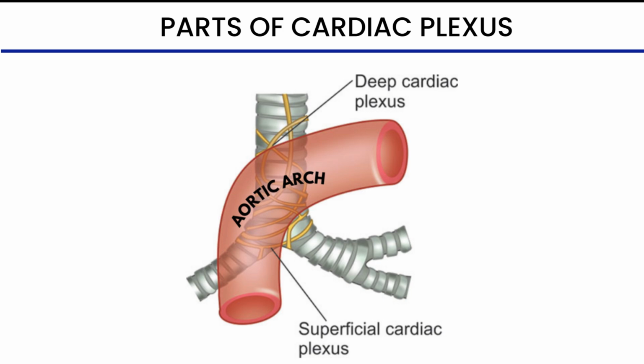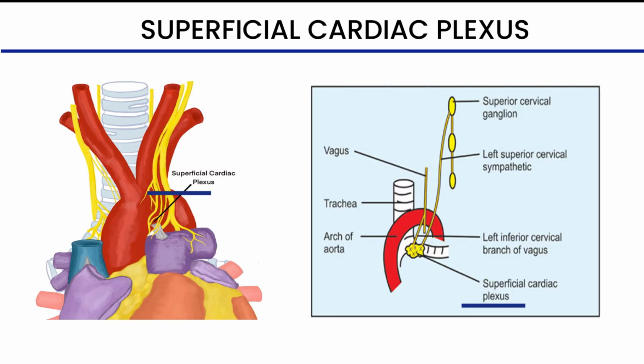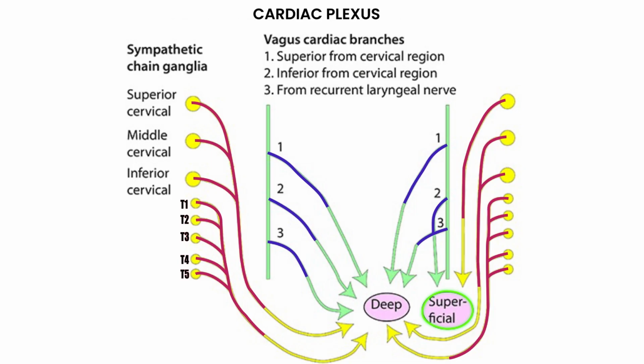The cardiac plexus is divided into two parts based on position relative to the aortic arch. First is the superior cardiac plexus, which is small and left dominant, located in the concavity of the aortic arch in front of the right pulmonary artery, and mainly receives input from the left side via the inferior cervical cardiac branch of the left vagus and the superior cervical cardiac branch of the left sympathetic trunk.